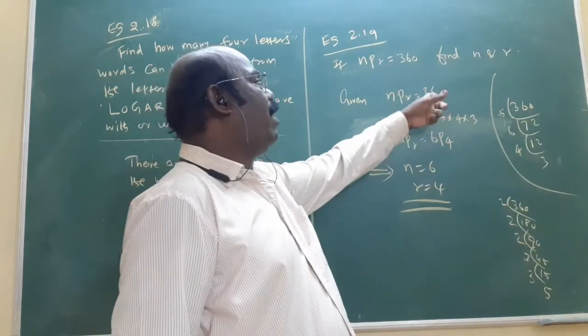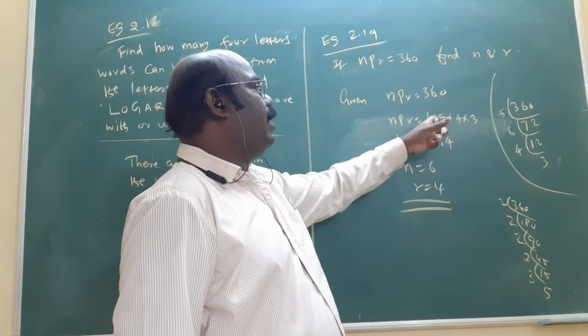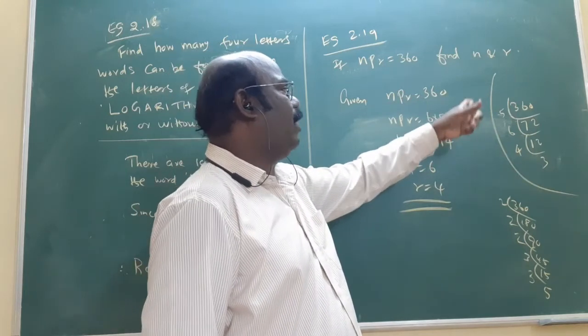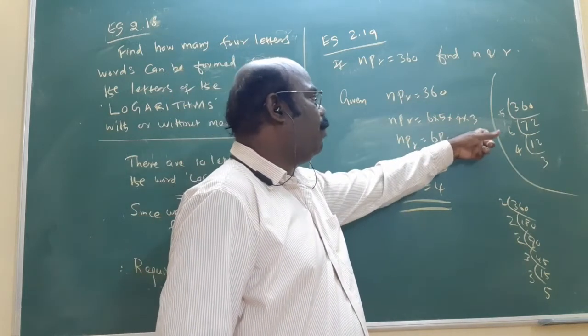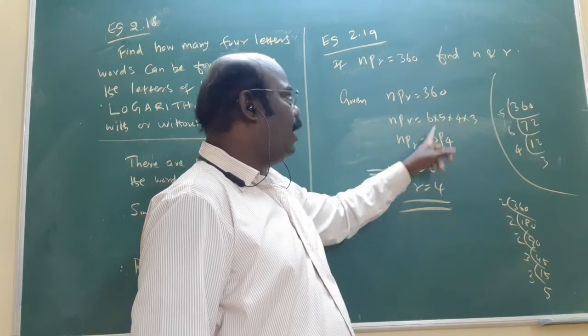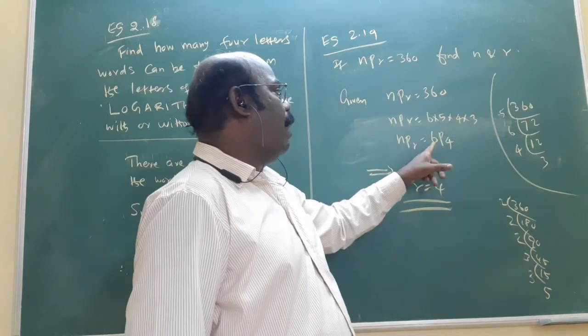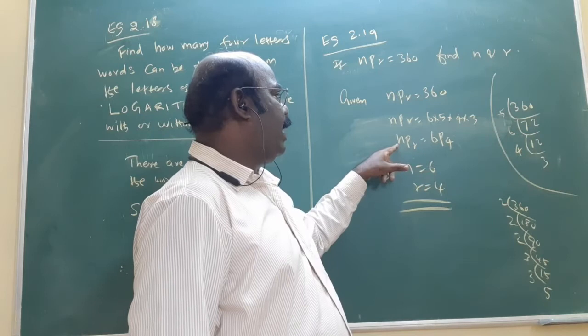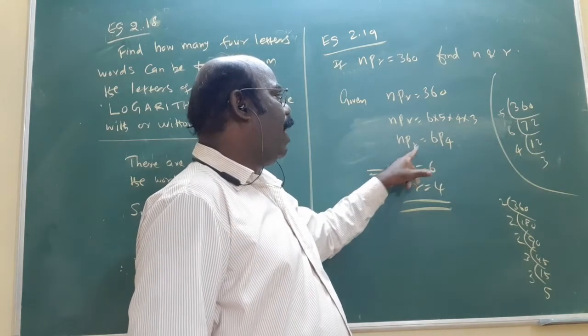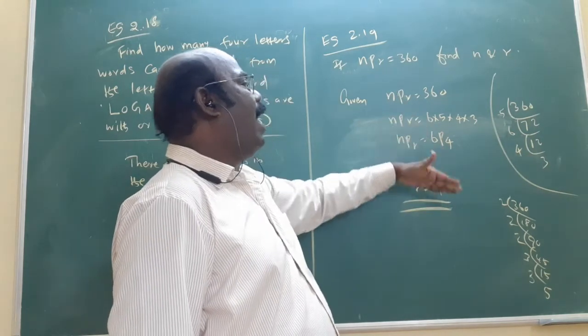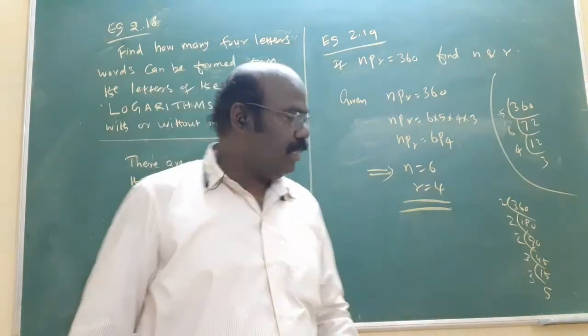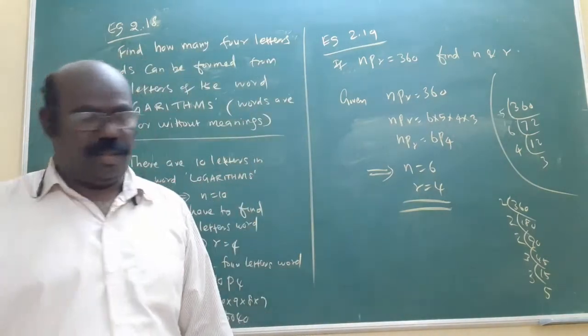That's why I want to write 360 as 6 into 5 into 4 into 3. These are 4 consecutive numbers, so start with 6 and 4 numbers are there. So 6P4, that is nPr. n is what? 6. r is what? 4. In this way you want to write. Guess the value of r and n. That is the answer. Easy method for this one.